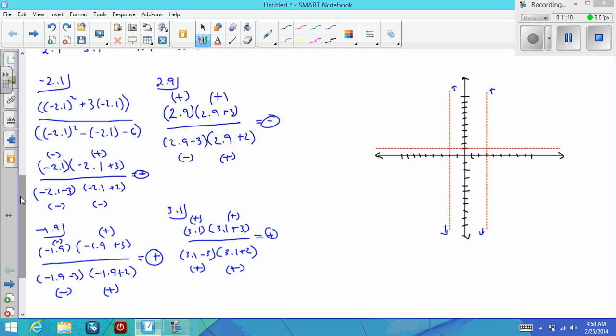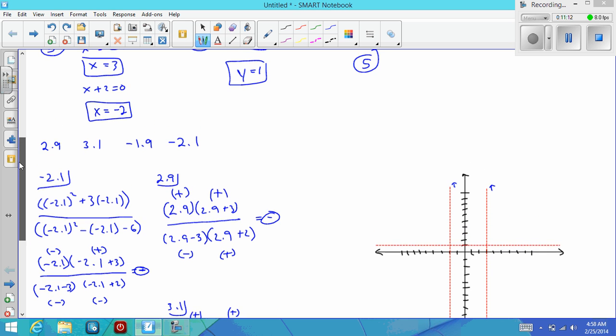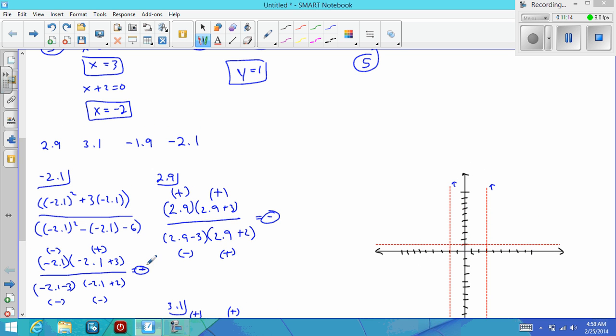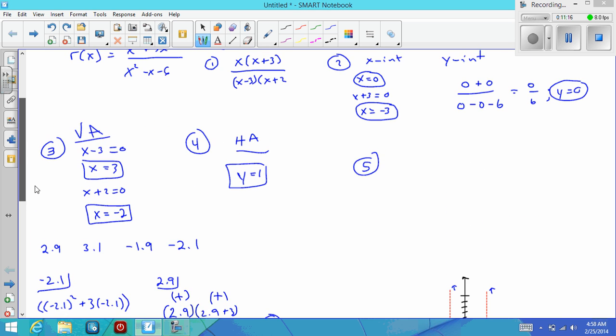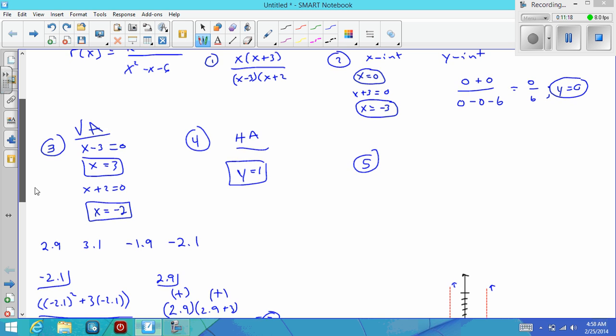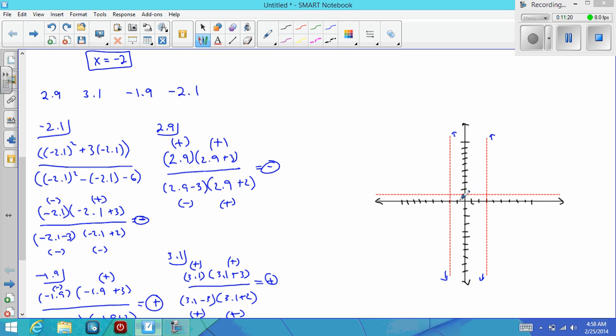Okay, now let's plot our points on here. So I had x-intercepts at 0 and 3, and a y-intercept at 0. So x-intercepts at 0 and negative 3. Yeah, I might have said positive 3. So 0 and negative 3. My y-intercept is 0.